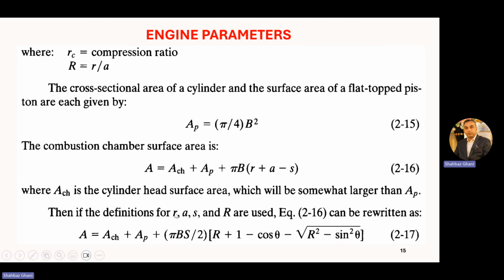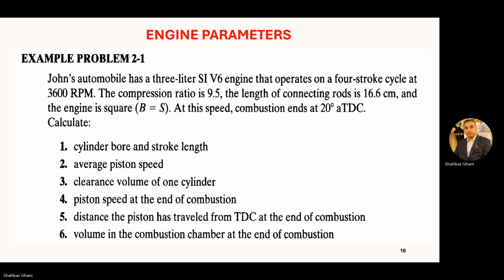Then if the definitions for R, A, and S are used in this equation, we can write: Area is equal to the cylinder head area plus the piston head top area plus pi bore into stroke divided by 2 (R plus 1 minus cos theta minus under square root R square minus sine square theta). So in terms of area, we get this equation. Now solving this example. Okay.